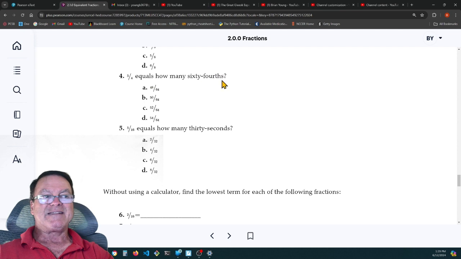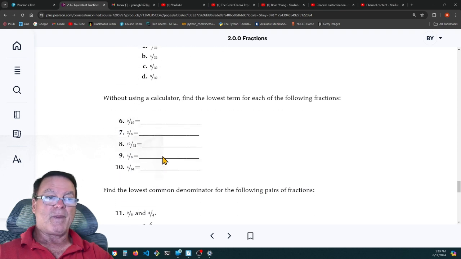3/4 equals how many 64ths? Wow, okay. So 4 times 16 is 64. So we're going to multiply the numerator, 3, by 16. And we get 48/64. And finally, 3/16 equals how many 32nds? Again, we're going to multiply the denominator by 2 in order to get 32. So we'll multiply the numerator by 2, and we'll get 6/32.